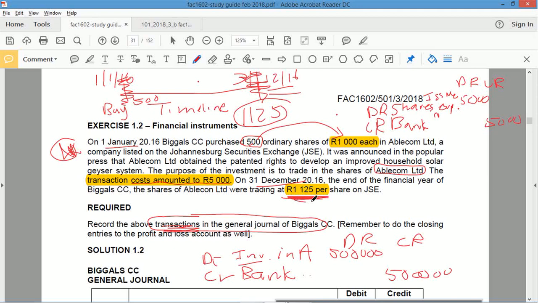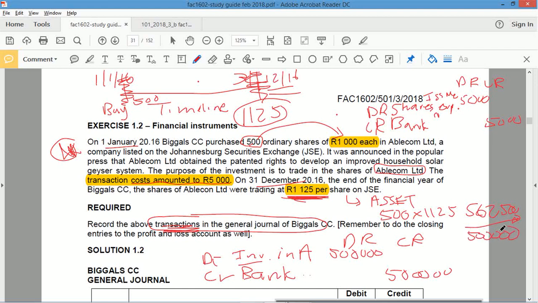So there's two things here. The value at the end of the year, the asset. Do you agree? Yeah. At the end of the year is worth how much? 1,125 per share. Correct, which is how much? 500 times 1,125. It's 562,500. So then what you say is 562,500 minus 500,000. Yes.